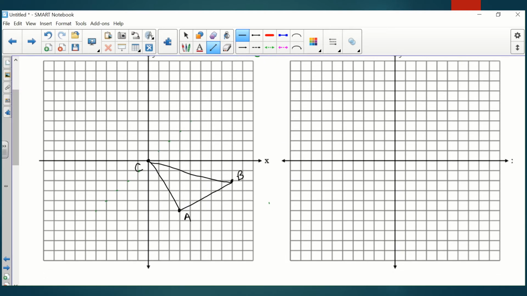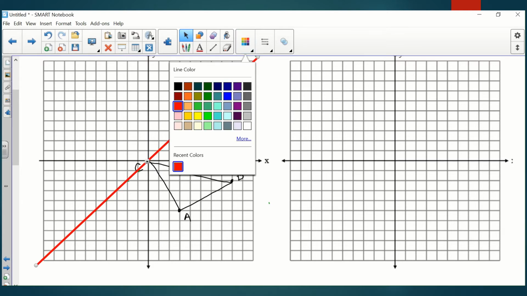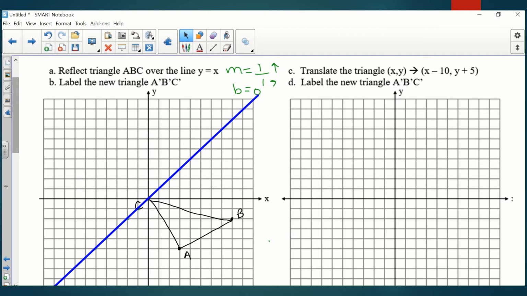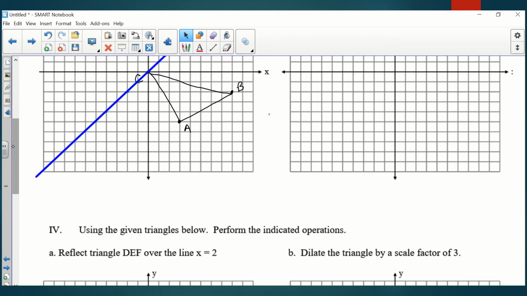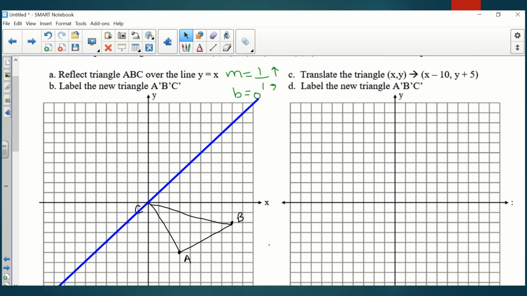So we're just thinking about first graphing the line y equals x, just so we have an idea of exactly what we're reflecting over. Okay? All right, so we're going to make this blue. All right, so this is the line we're going to be reflecting over. Alrighty, so thinking about some rules here. When we are reflecting over the line y equals x, our rule is we switch our x and y coordinates for each point.